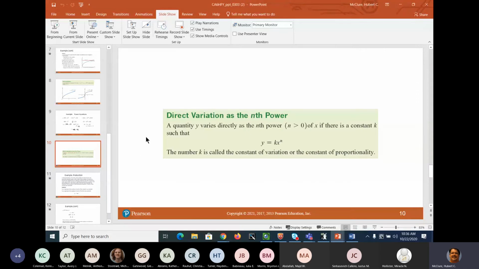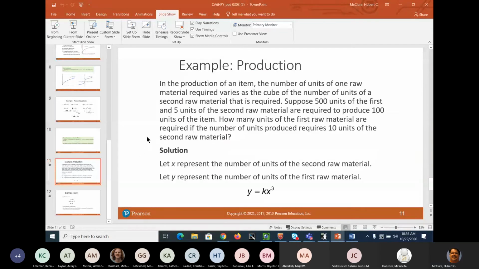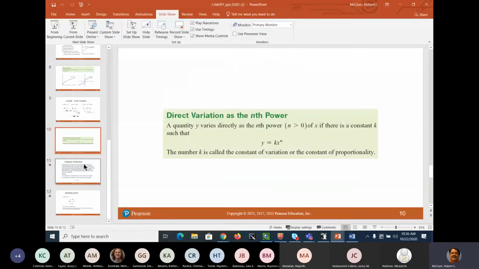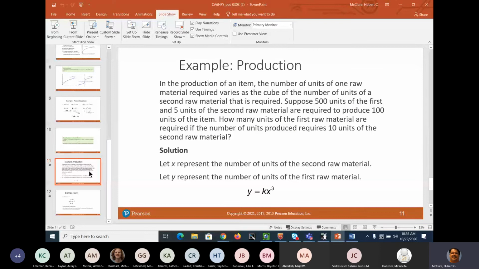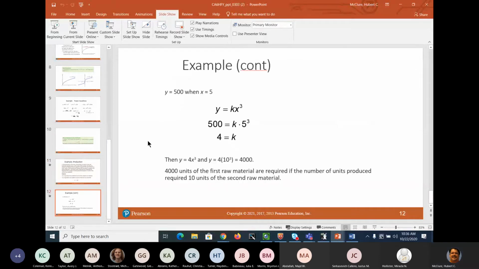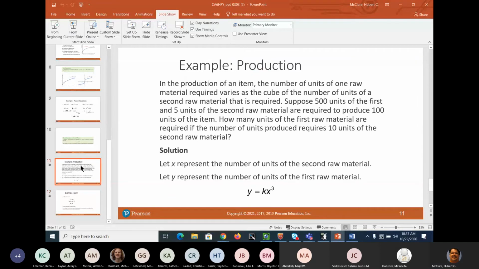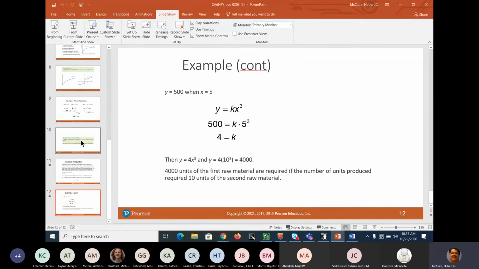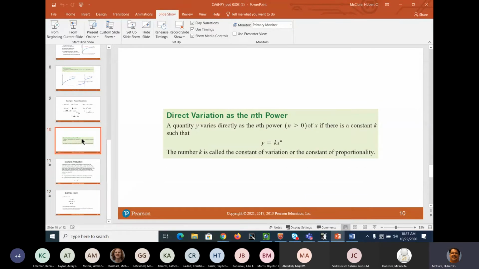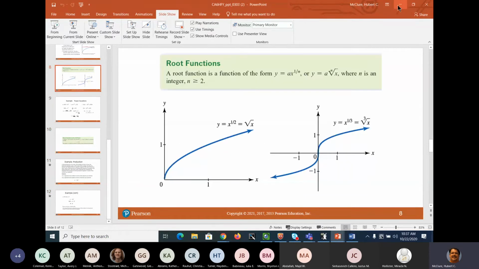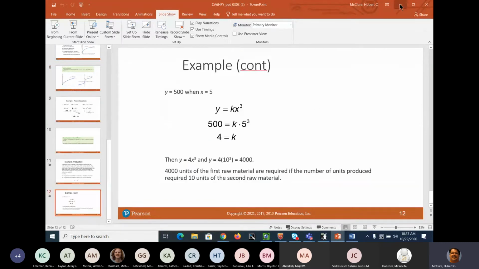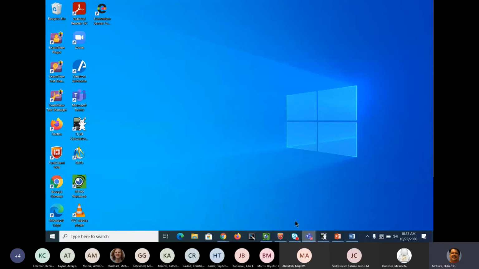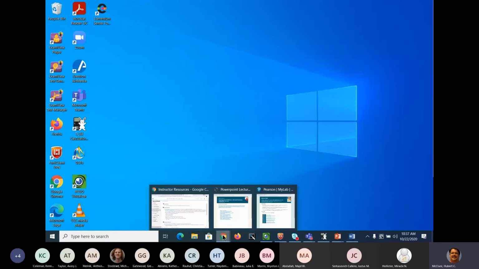I'll tell you what, I'd rather we do some problems out of the book. So I'm going to go on down to variation. Okay, they only do one variation. That's all they do. Let's go look at some of the homework problems. I thought they did more than that. I thought they did direct and inverse and all that. So I'm sorry. Let's go to the homework.